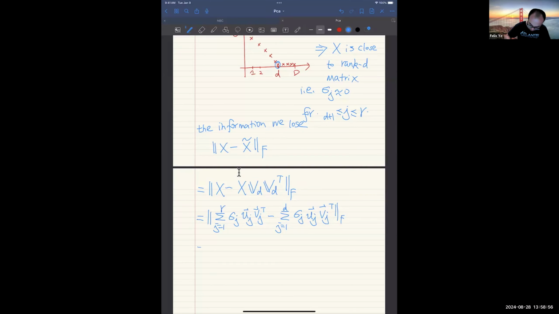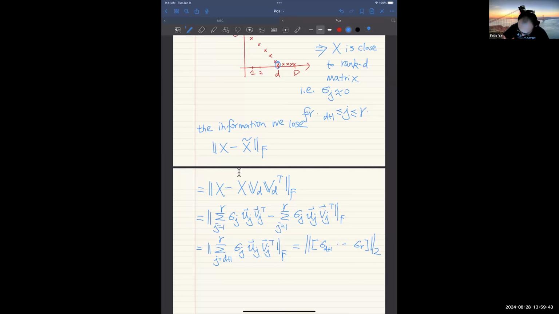So this becomes j from d plus 1 to r. I missed r here. Of sigma j, u_j, v_j transpose, of the Frobenius norm. This Frobenius norm is nothing but, we think about this as sigma d plus 1 to sigma r as a whole vector. We take the 2 norm for that.